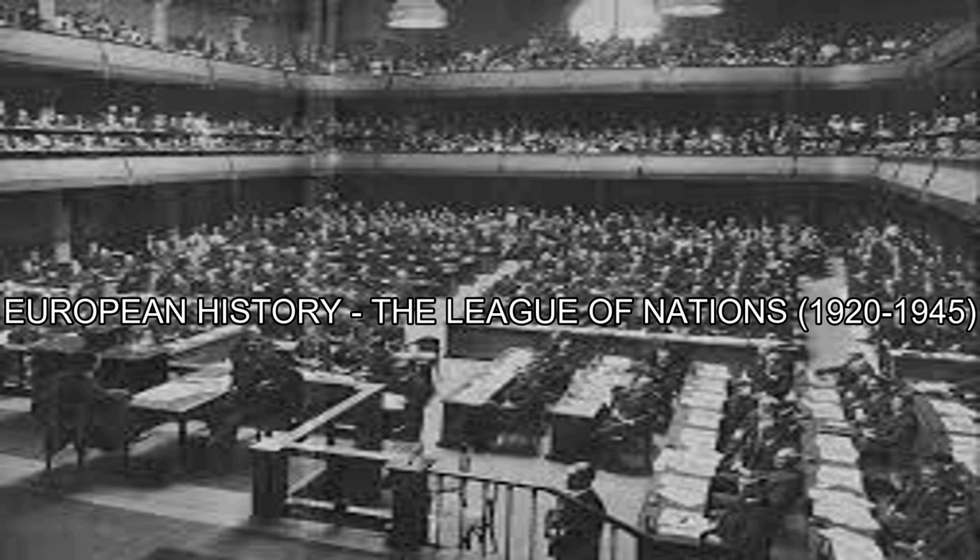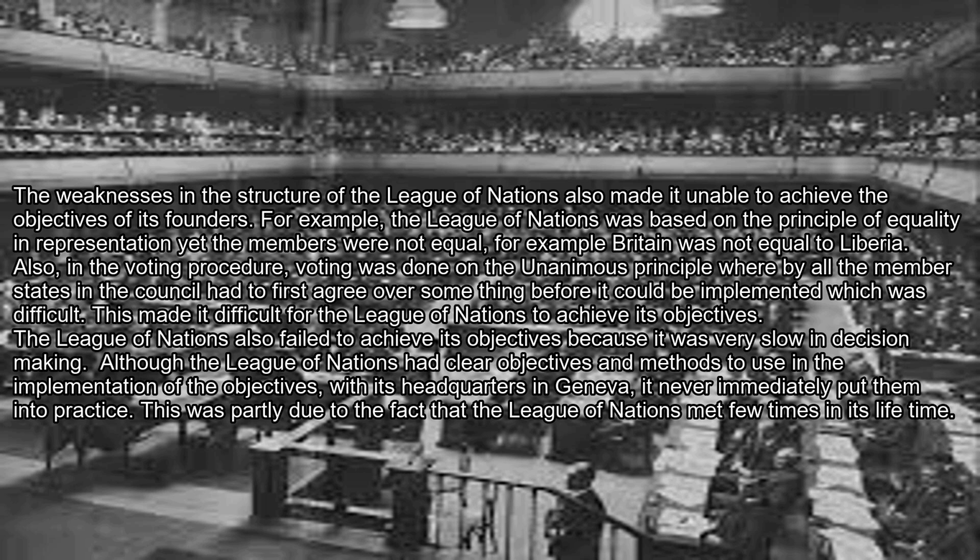The weaknesses in the structure of the League of Nations also made it unable to achieve the objectives of its founders. For example, the League of Nations was based on the principle of equality and representation, yet the members were not equal. For example, Britain was not equal to Liberia. Also, in the voting procedure, voting was done on the unanimous principle whereby all the member states in the council had to first agree over something before it could be implemented, which was difficult. This made it difficult for the League of Nations to achieve its objectives.